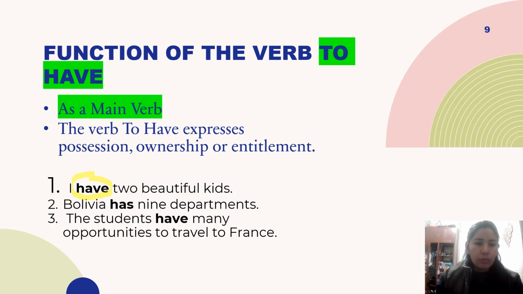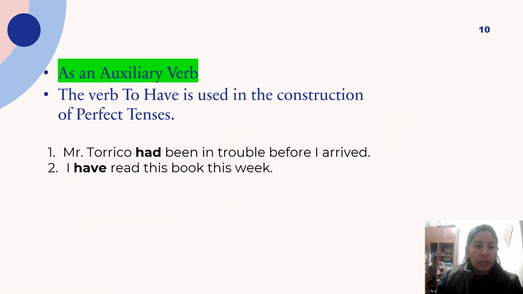Ownership. Bolivia has 9 departments. And entitlement. The students have many opportunities to travel to France. Have represents entitlement. As an auxiliary verb, the verb to have is used in the construction of perfect tenses.